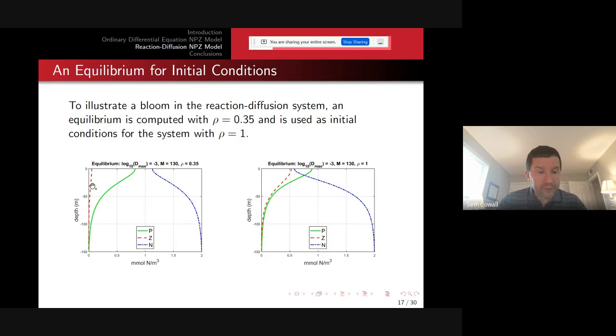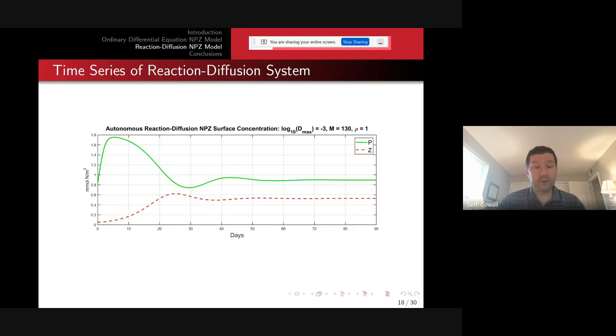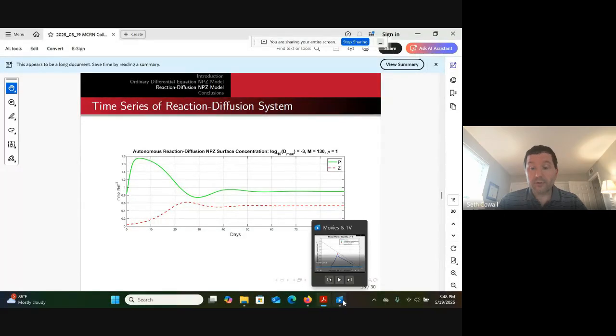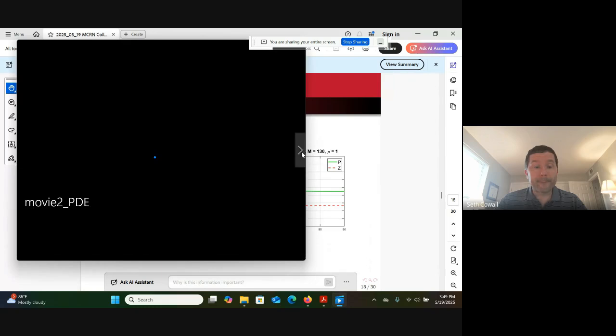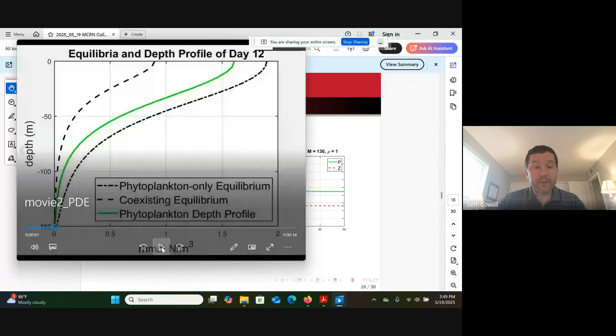Now notice on the left we have pretty low zooplankton populations. So that ought to give the phytoplankton a chance to grow at first, and of course it does. We have initially a bloom, but the zooplankton make a recovery, and then the system settles into a balance. Okay, and I'm going to go ahead and show another animation.